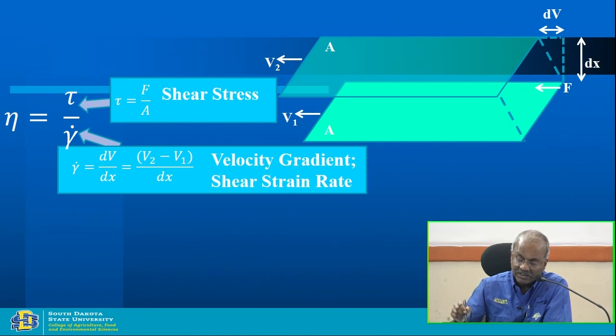And that's what you get in terms of the velocity gradient over the shear strain rate, how fast you move them or how slow you move them. And that's where the time variable comes in.